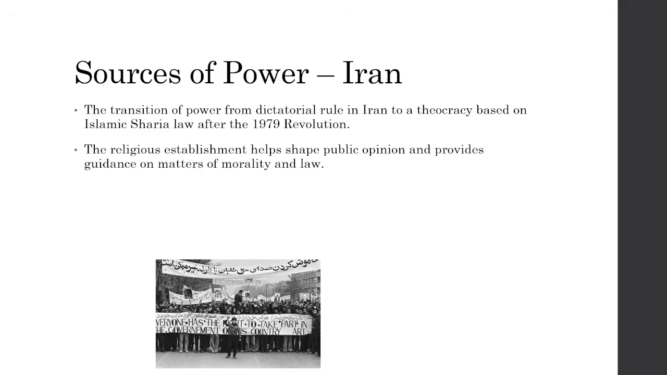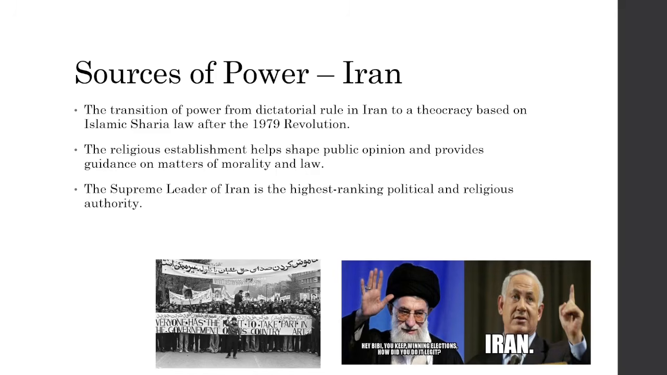There was also the religious establishment after this revolution, and that helps shape public opinion and provides guidance on matters of morality and law. And this occurs because law and morality within the political system and the citizens is based upon Islam. So laws can't be passed if they violate Islamic law. And we call this Sharia law a lot, S-H-A-R-I-A. I have it up on the screen on the second line here. This is something that you'll see on the AP exam. I might refer to it as that. So it's called Sharia law.